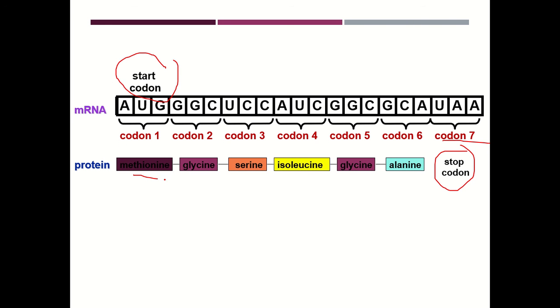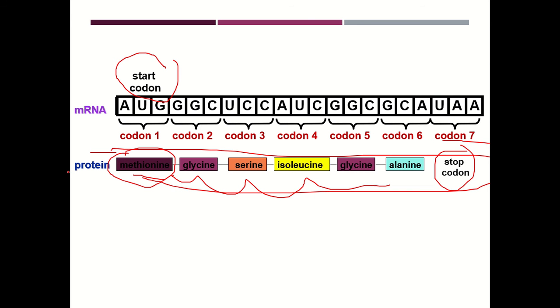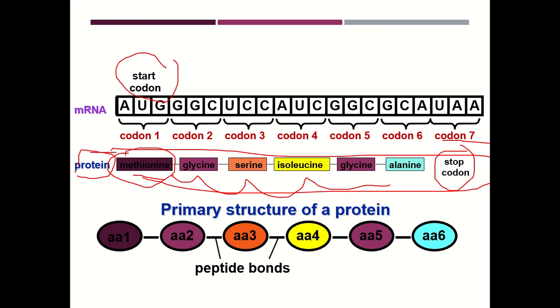So it is always methionine. Okay, so that is our amino acid, or peptide. When there are many of them, it becomes a polypeptide. And that is how a protein is built, because protein is made of amino acids. So we have the primary structure of protein, and we have the peptide bonds.